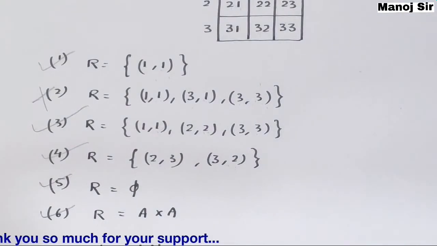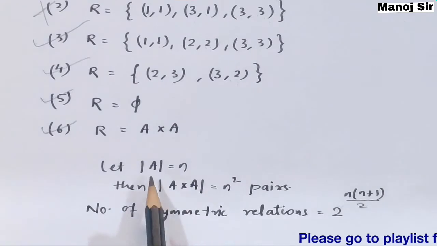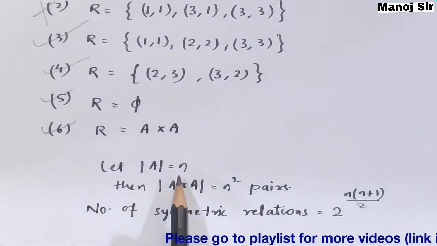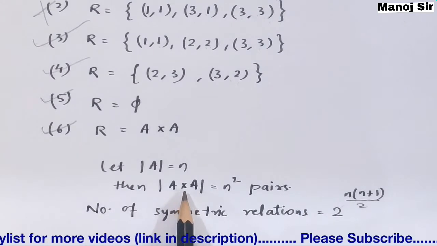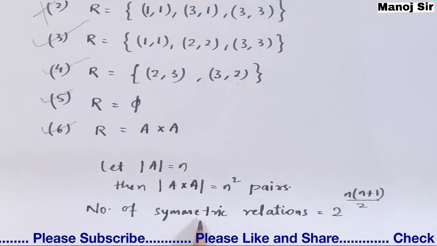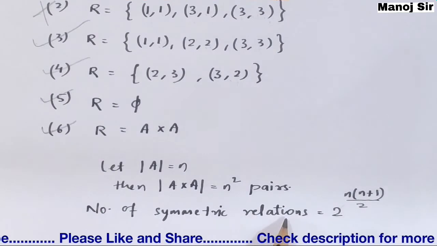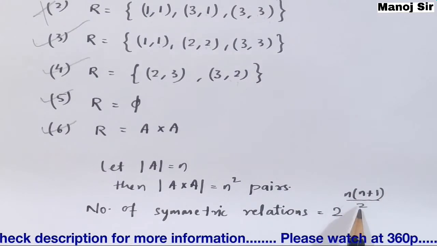Now at the end we'll come to the number of symmetric relations. Let's say the cardinal number for set A is n, then the cardinal number for A cross A, that is the self cross product of A, will be n squared. Then in that case, the number of symmetric relations becomes 2 to the power n(n+1)/2.